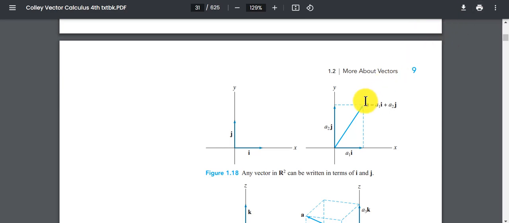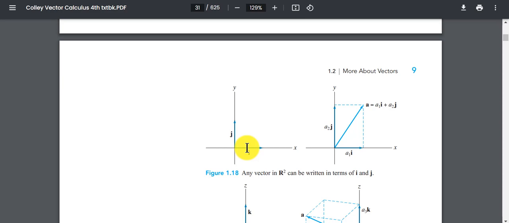Now we can also do this just algebraically instead of thinking about it geometrically. Here we're looking at it geometrically, and it makes perfect sense when we have these two unit vectors. By the way, these two unit vectors have a name. They're called the standard basis vectors.